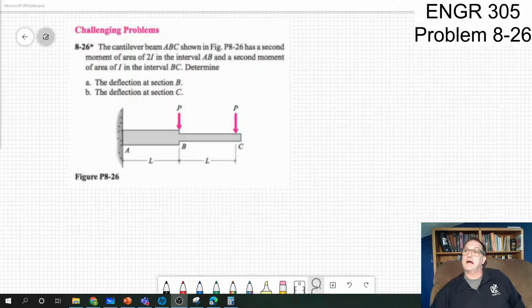Engineering 305. This is problem 826. Now, I've already solved this once. I think it was a special request by someone, whatever. But I want to go back and do this now.